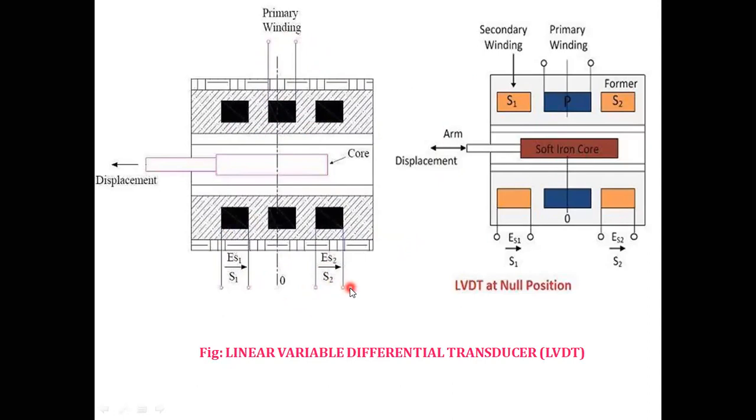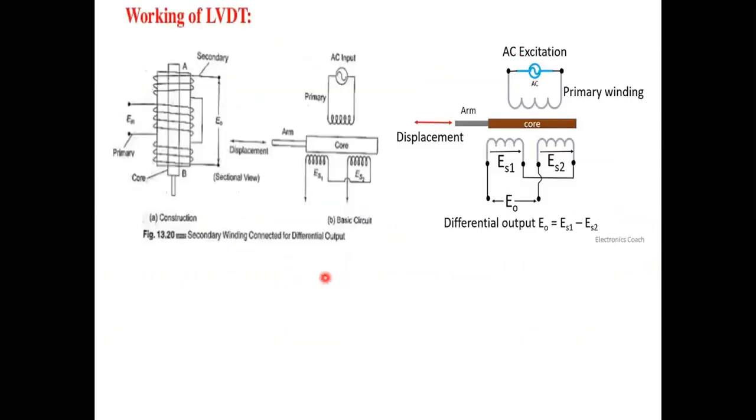Depending upon the arm displacement, the variation in the secondary winding will take place. Secondary winding potential levels are going to be varied. This is another type of diagram. This is the primary winding. I am going to give some input voltage here, that is E in, and I am going to obtain across the secondary winding the output voltage E naught.